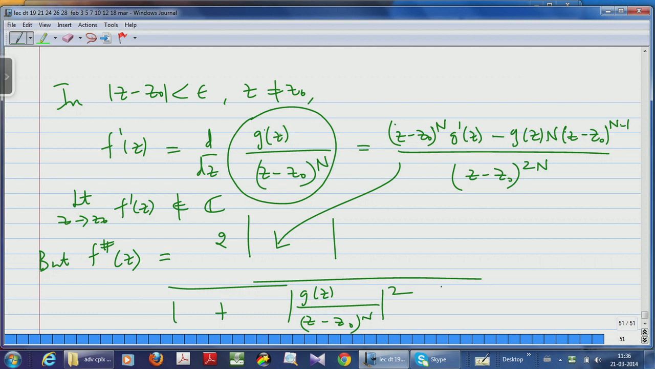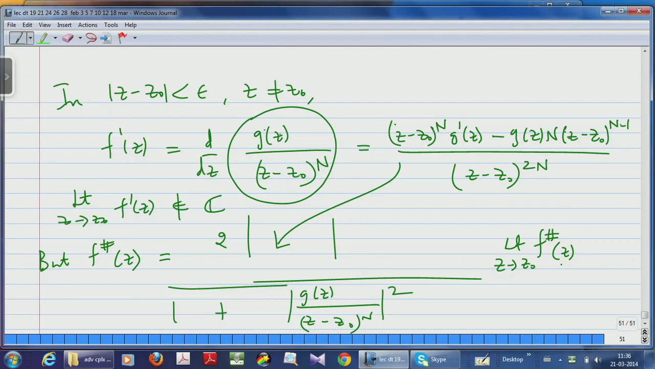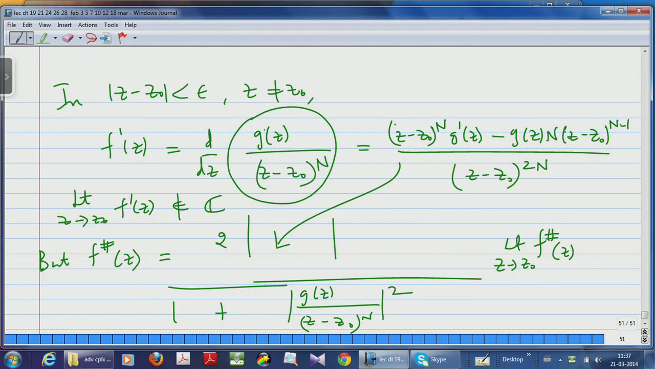And now you take the limit as z tends to z naught of f hash of z. You calculate this limit. In the denominator, you have 1 plus mod g z the whole square divided by mod z minus z naught to the 2n. So the denominator will go to infinity faster than the numerator, and the whole quantity will be bounded as z tends to z naught. That is the whole point. If you calculate it, you will see that this exists.